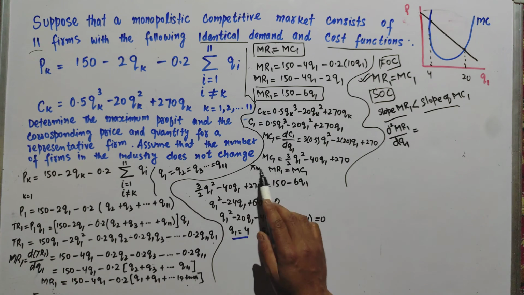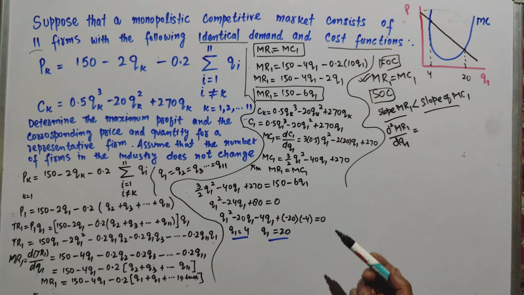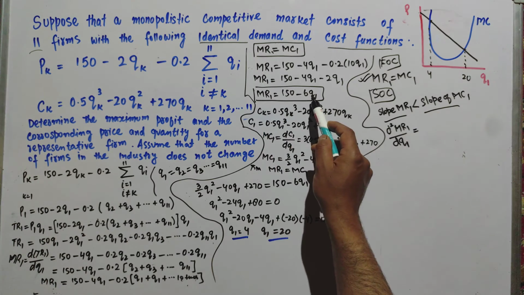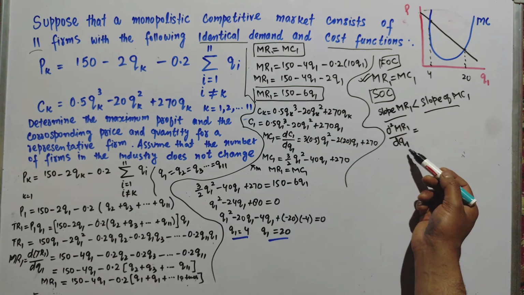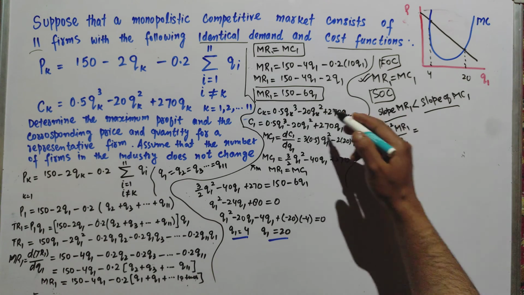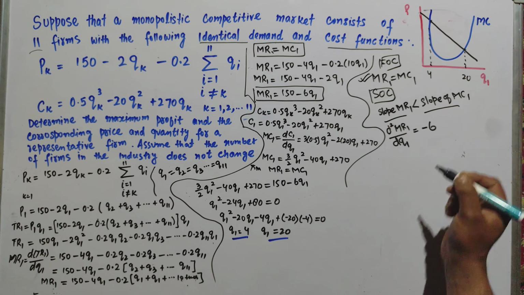So let's take the second. This is the first derivative. So when we take the derivative of this function again with respect to q1, it will give us the second derivative, which comes out to be minus 6.